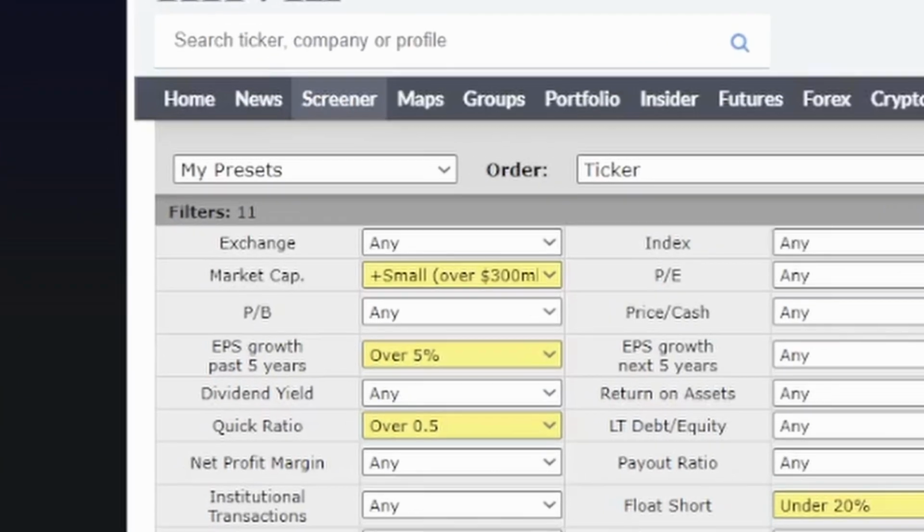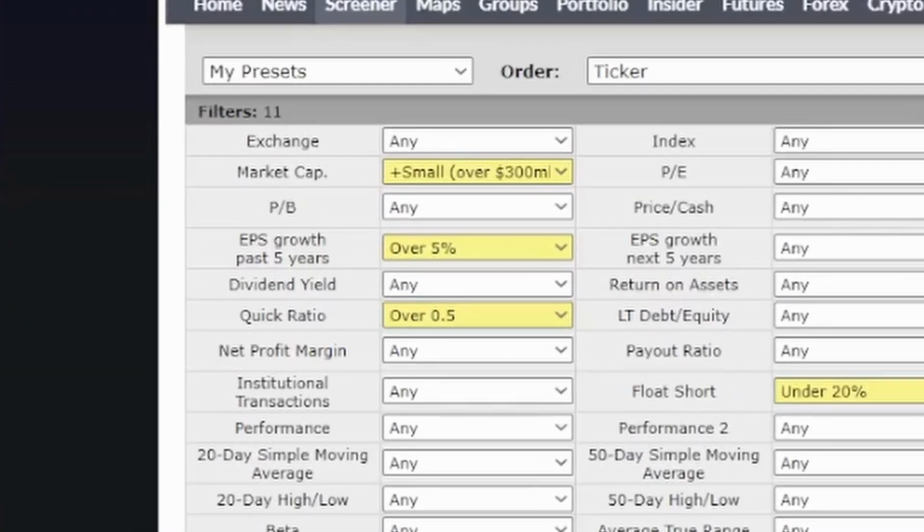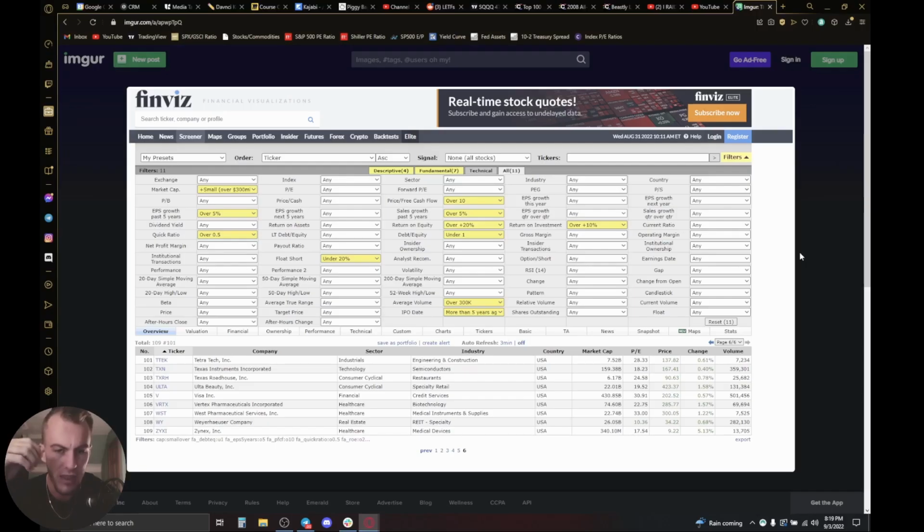Now, I'm going to walk you through this, but I'm not going to get super in-depth into it. What we're looking at is market cap over 300 million, small caps and above. Typically, the higher the market capitalization of a company, the more secure it is seen as because it's more likely to be stable. Earnings, EPS growth past 5 years, is earnings per share growth over the past 5 years. So that means the amount of money the company's making based on the price of the company is growing at least 5% over the past 5 years.